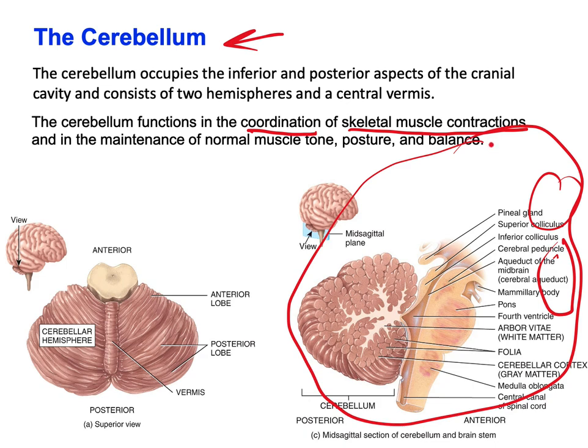controls the skeletal muscles, for example. But this contraction should be smooth, coordinated, and adjusted: more power, less power, and so forth. This is the job of the cerebellum. So it maintains coordinated skeletal muscle contraction, and also not just muscle tone, but also your posture and balance. How to walk, how not to fall down, for example. So this is the function of the cerebellum.